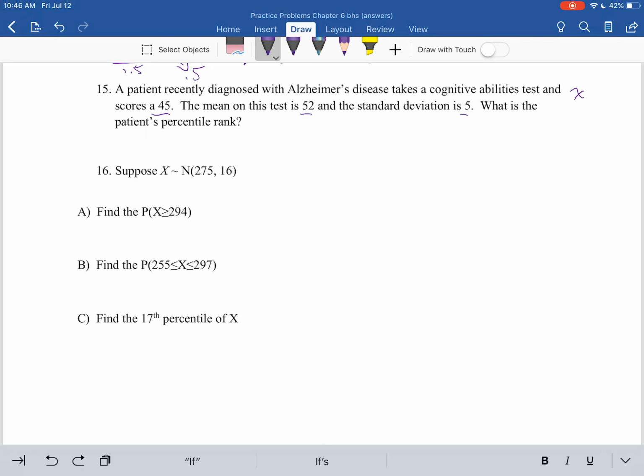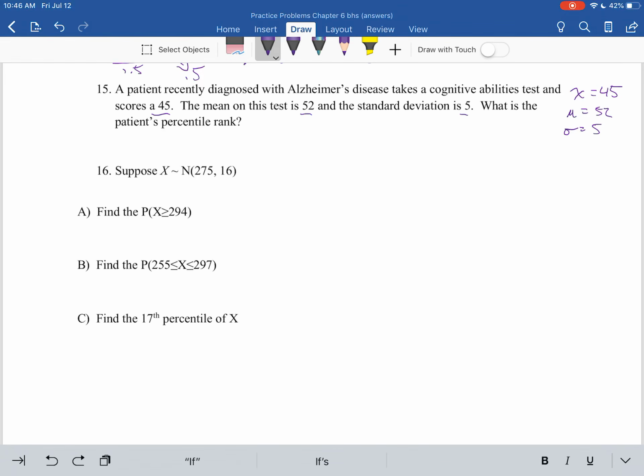Our person of interest here, who is x, got a 45. Our x value is 45. Our mean here for this test is 52, and our standard deviation is 5. And then we want to know what percentile rank he falls in. So where is this on the normal distribution, where does he fall?